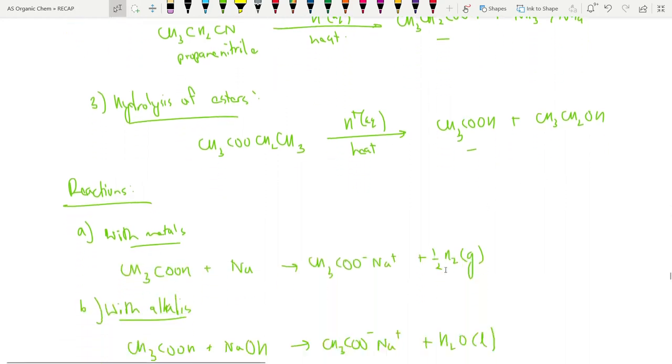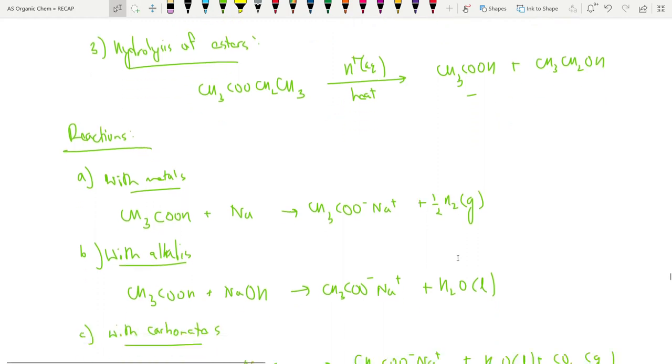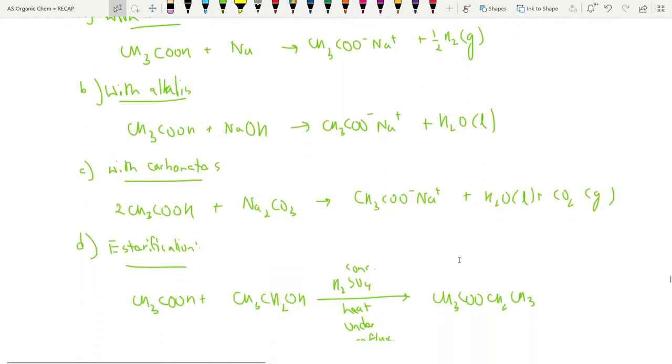So a carboxylic acid is an acid, right? So it's going to react with metals to form a salt plus hydrogen gas. It's going to react with alkalis to form a salt plus water. It's going to react with carbonates to form salt plus water plus carbon dioxide. This is very important because alcohols do not react with sodium carbonate. So it's important for AS chemistry, you can differentiate between phenol and stuff because alcohols will react with sodium. So will carboxylic acids, right? But only carboxylic acids will react with sodium carbonate. Remember that, carbonates in general.